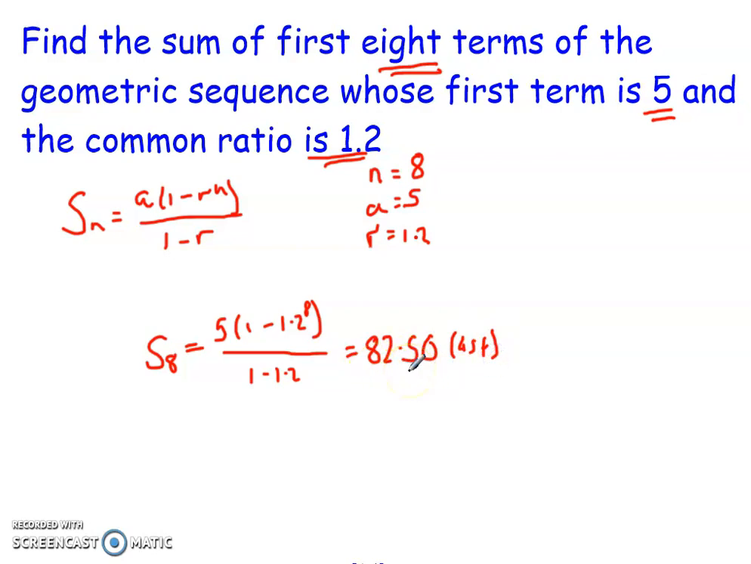82.5 to 1 decimal place, or 3 significant figures as well. That would all be totally acceptable. So there we go. If we're asked to calculate the sum up to a certain number of terms, we just have to remember we need these 3 key bits of information.